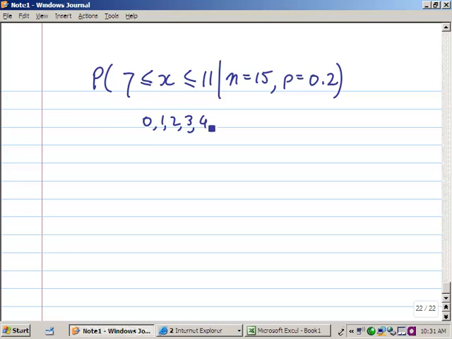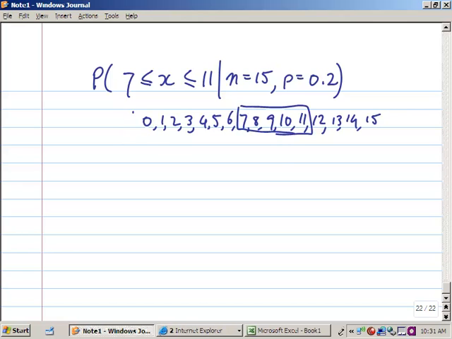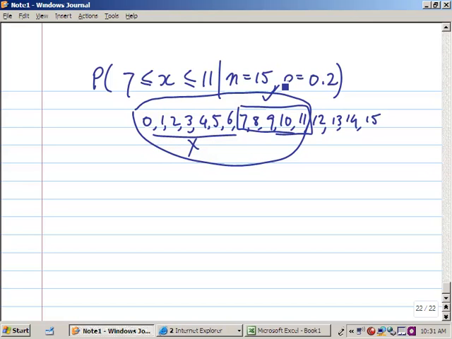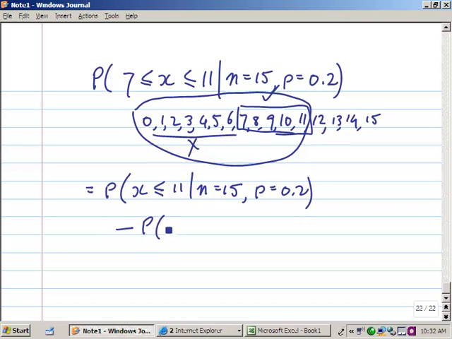This gets tedious after a while, so you should be able to visualize it instead of writing this all down. Those are our possible outcomes. We want 7 through 11. So what we're going to do is get too much, 0 through 11, then we're going to subtract out 0 through 6. First we get too much: instead of 7 through 11, we get 0 through 11, which is x less than or equal to 11, n of 15, p of 0.2. Since that's too much, we have to subtract something out of that.